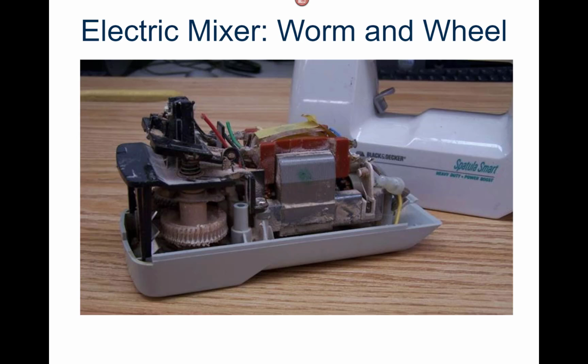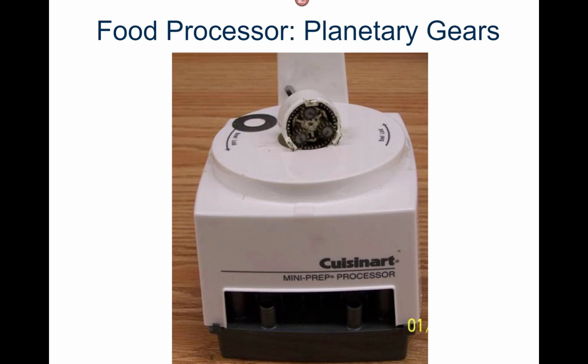An electric mixer uses a worm and wheel. A food processor uses something called planetary gears. This is gears inside of other gears. There are many gear solutions, and today is an introduction.